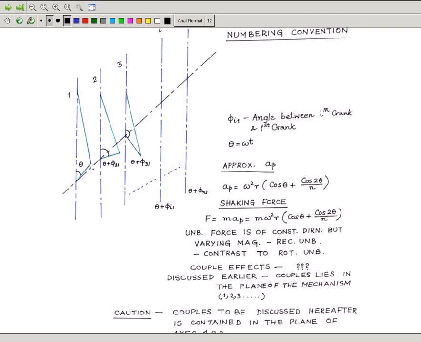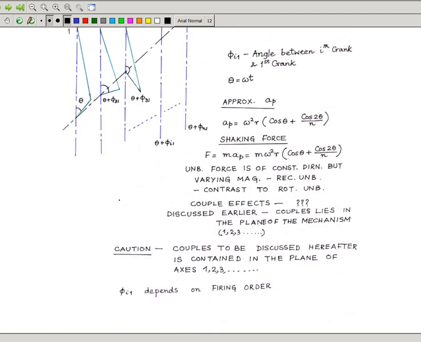So if this angle we denote by theta, then this angle we denote by theta plus phi 2 1. That is, the angle of the second crank is theta plus phi 2 1, where phi 2 1 is the difference between the second and the first. The difference between the third crank and the first one is phi 3 1. So this angle is theta plus phi 3 1, and this is how we name it. This angle actually depends on phi i 1, that is phi 2 1, phi 3 1. This actually depends on the firing order.